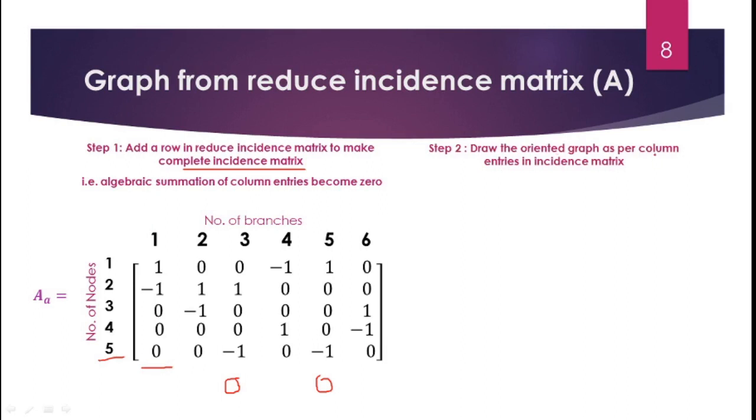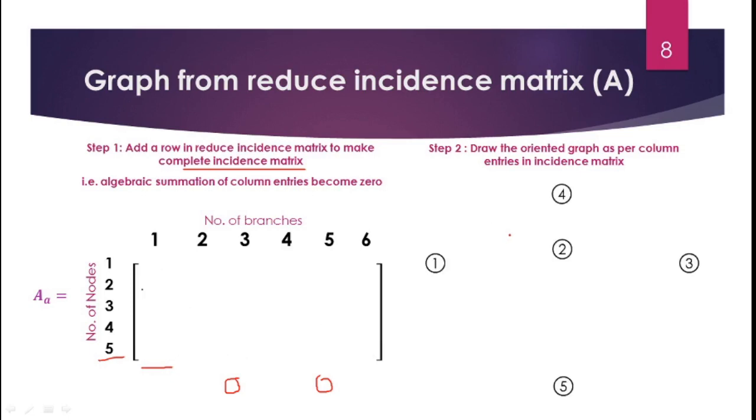Draw the oriented graph as per the column entries. First of all, locate the nodes. What are the nodes here? 5 nodes: 1, 2, 3, 4, 5. Whatever the locations or positions of the nodes, you can take them arbitrarily; there is no issue. Now going one by one through the entries of columns, or the branches, branch 1 is connected between node 1 and node 2.